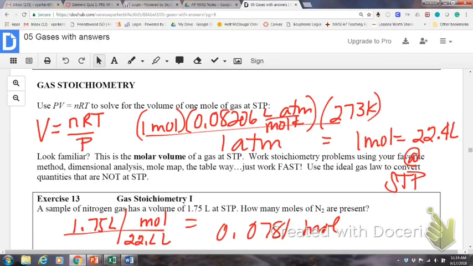I could even figure out how much mass of nitrogen gas I have if I wanted to. What would I multiply by if I was going to do that? 2 times 14.01. It's molar mass. Yeah, 28.02, because it's nitrogen, N2. Okay?